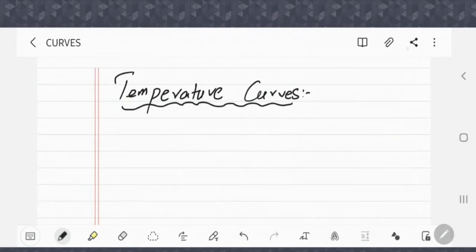Today we'll be shedding light on temperature curves. These are curves which depend upon the temperature, for example, a cooling curve and a heating curve. These are the two types.